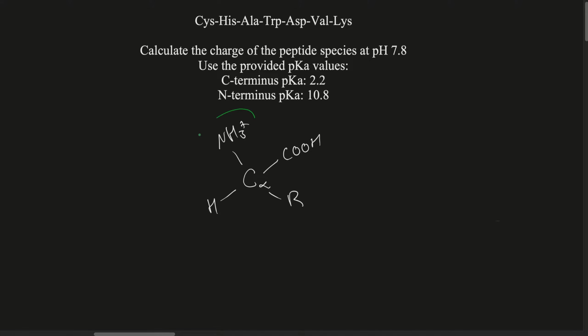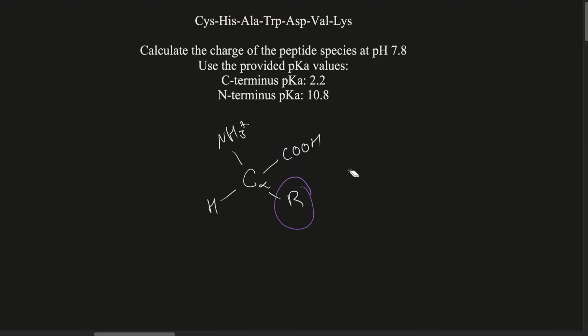Now, the amino group can contribute a positive or neutral charge. The carboxyl group can contribute a negative or neutral charge. And then the R group can differ. If you have an acidic hydrogen on the R group, it can probably provide a negative charge, a positive charge, or a neutral charge. It just depends on the R group. Some R groups don't even have an acidic hydrogen, so they can't contribute a charge at all.